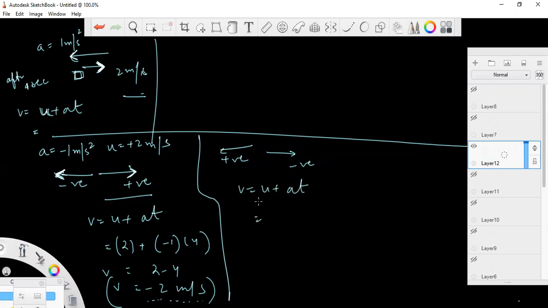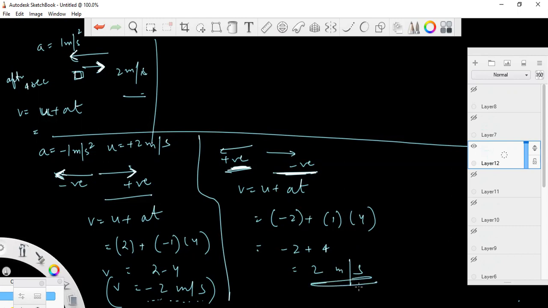In this, U will be what value now? -2. And A is what? +1. Time is still 4. What is this? -2 and +4. What is that? 2. But you took negative as right. Sorry, yes. And positive as left. That means the object is moving in left direction with 2 meter per second. Is that fine? Yes. So it depends on you. That's totally on you, positive and negative.